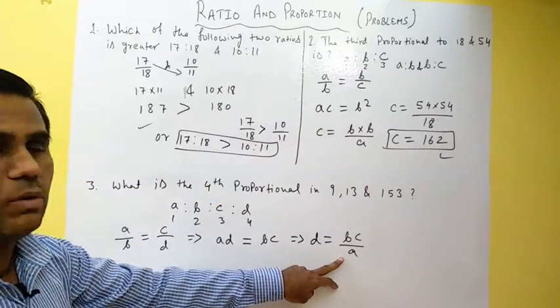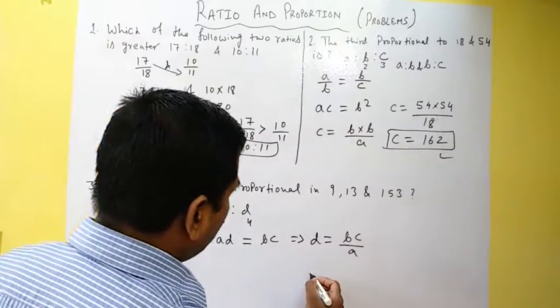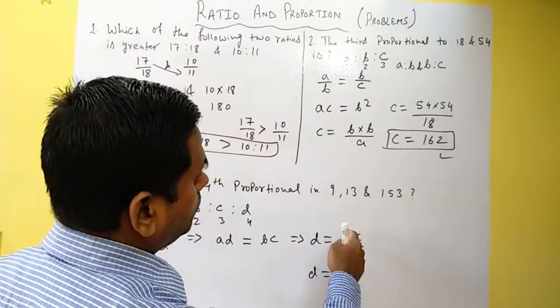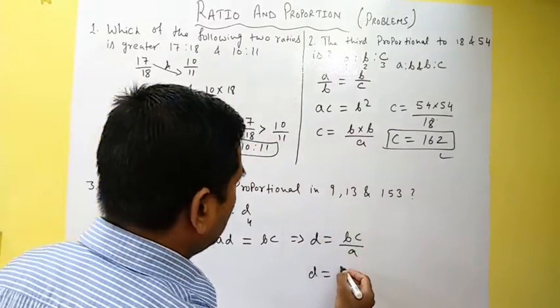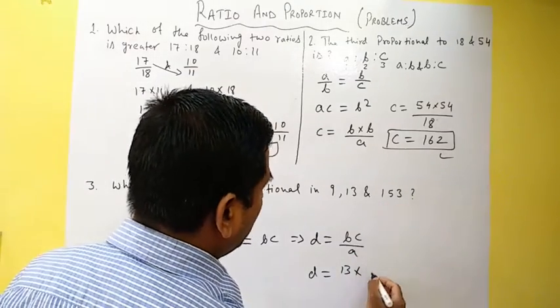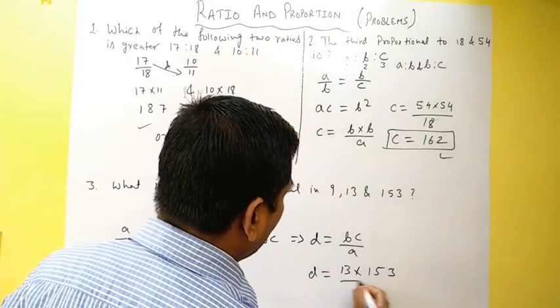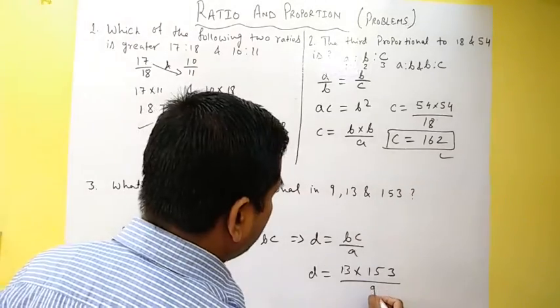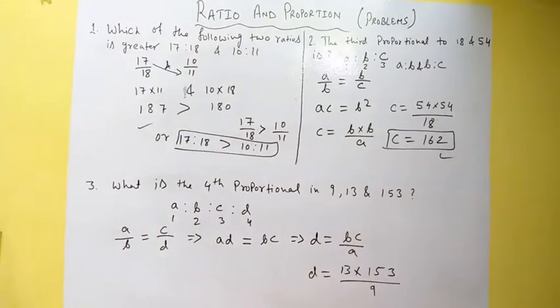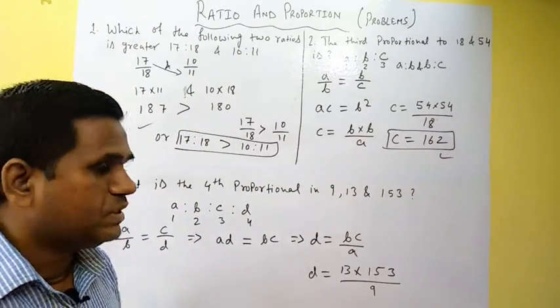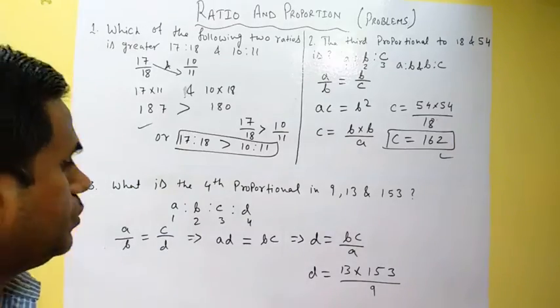D is equal to BC upon A. So we will use this formula. We will write D is equal to B. B means the second proportional, 13 into 153 upon A. A is 9. Okay, so now upon solving this, we will get the fourth proportional.